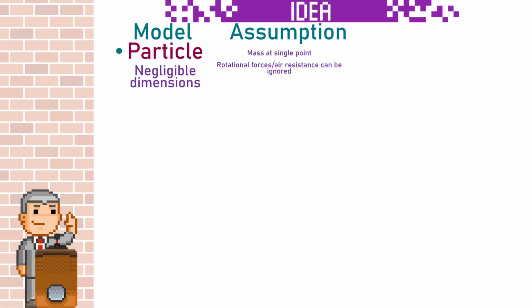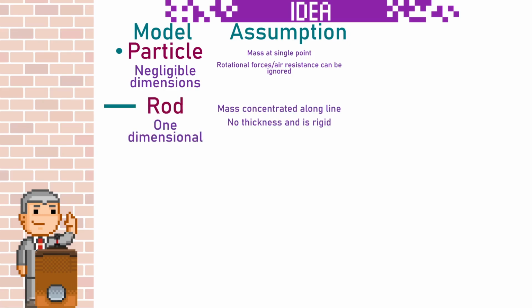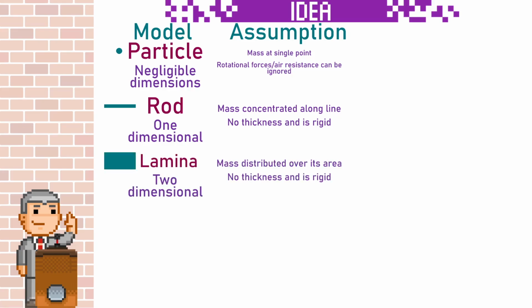A particle is a simplified representation of an object that has mass but negligible size and shape. Because it doesn't have dimensions, the only forces that apply to it are in relation to its mass. A rod is similar to a particle but has one dimension. Its mass is distributed along its length, and because it only has one dimension, it has no thickness. It's also rigid, so it doesn't bend. A laminar is the same as a rod but with a second dimension.